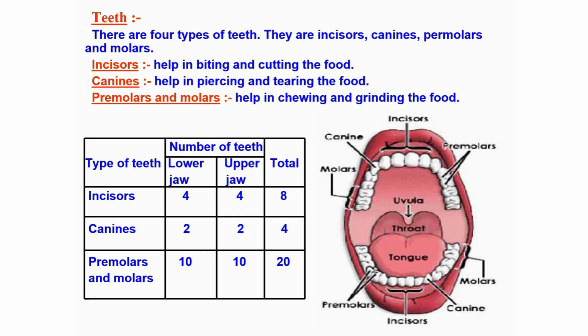The type of teeth: incisors. The number of teeth in lower jaw is 4 and in upper jaw is 4. So total there are 8 incisors. The canines, number of teeth in lower jaw is 2, in upper jaw is 2. So the total is 4. Premolars and molars, the number of teeth in lower jaw is 10 and upper jaw is 10. So total 20.